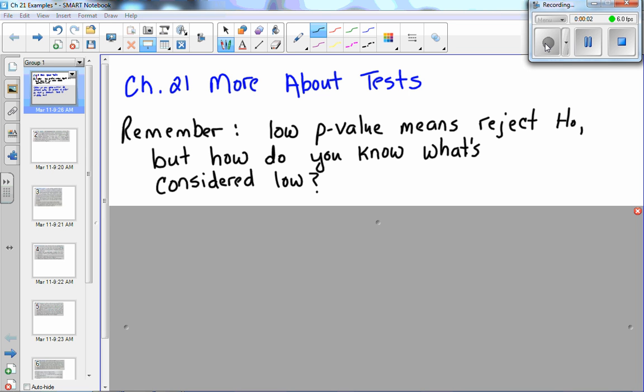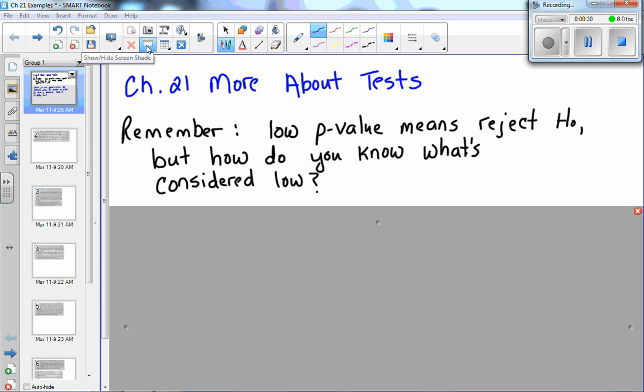All right, we're starting in on chapter 21, which is called More About Tests. So we're still going to be dealing with confidence intervals and significance tests for proportions. So just a little bit more specific details. Now remember that a low p-value means that you reject H naught. So when our p-value was low, and in general 0.05 was kind of your estimate, that's how you would know if it's low that you would reject the null hypotheses.